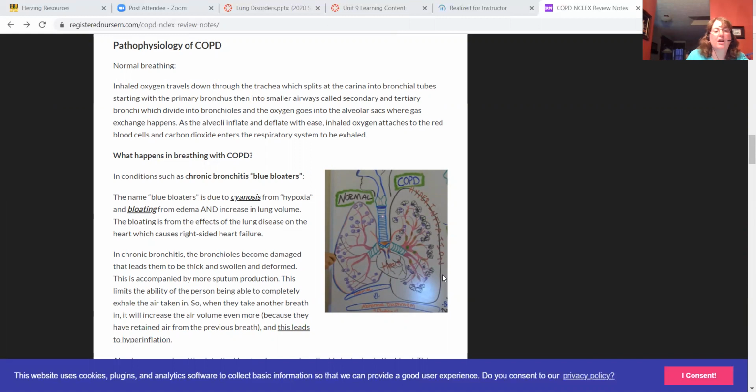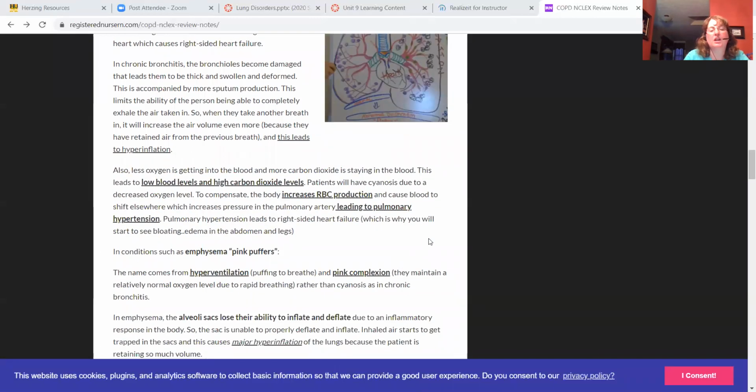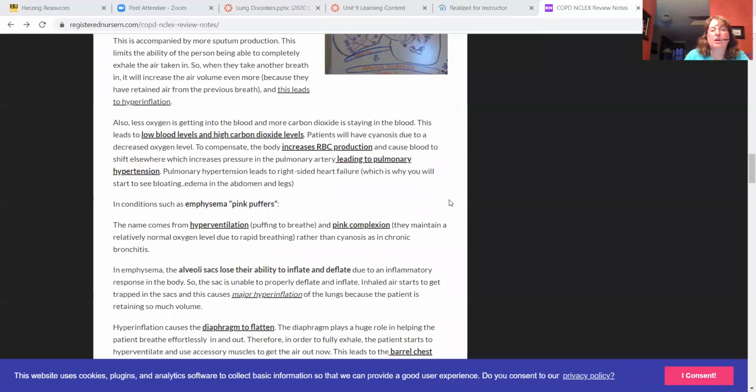So when they take in another breath, it increases their air volume even more because they already have retained air there, and this leads to hyperinflation. So their lungs are always inflated. Also, less oxygen is getting into the blood and more carbon dioxide is staying in it. So that's why they have the cyanosis. To compensate, the body increases red blood cell production and causes blood to shift everywhere, which increases pressure in the pulmonary artery, and this causes hypertension. So pulmonary hypertension leads to right-sided heart failure. So that's kind of the blue bloater side.